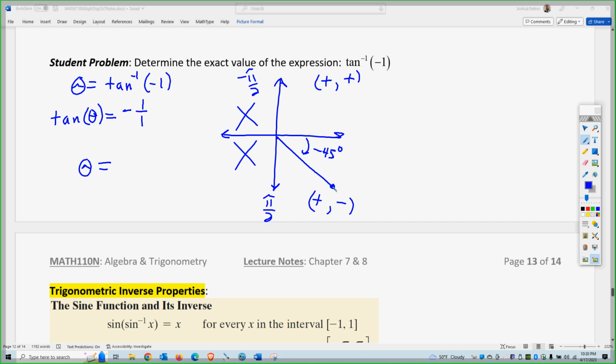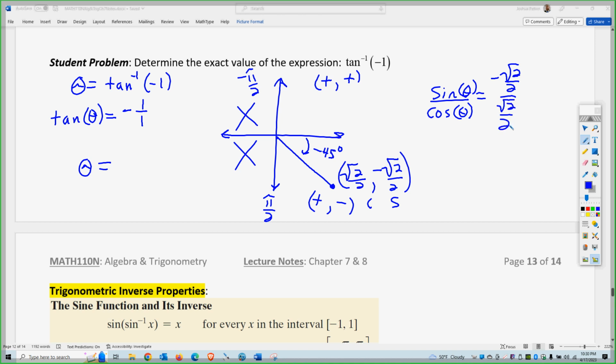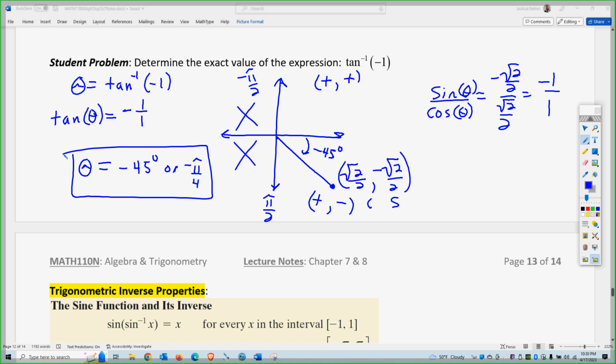Well, why is that? Well, the coordinate is root 2 over 2, comma, negative root 2 over 2. Right? Which is cosine, sine. And we know tangent is sine over cosine, right? I probably should have put 45 degrees instead of theta in that case, but that's fine. So I get negative root 2 over 2 over root 2 over 2, which essentially just gives me -1 over 1, right? So I, in fact, have -45 degrees or negative pi over 4 radians, which is the same equivalent. All right, that is the end of part 2.